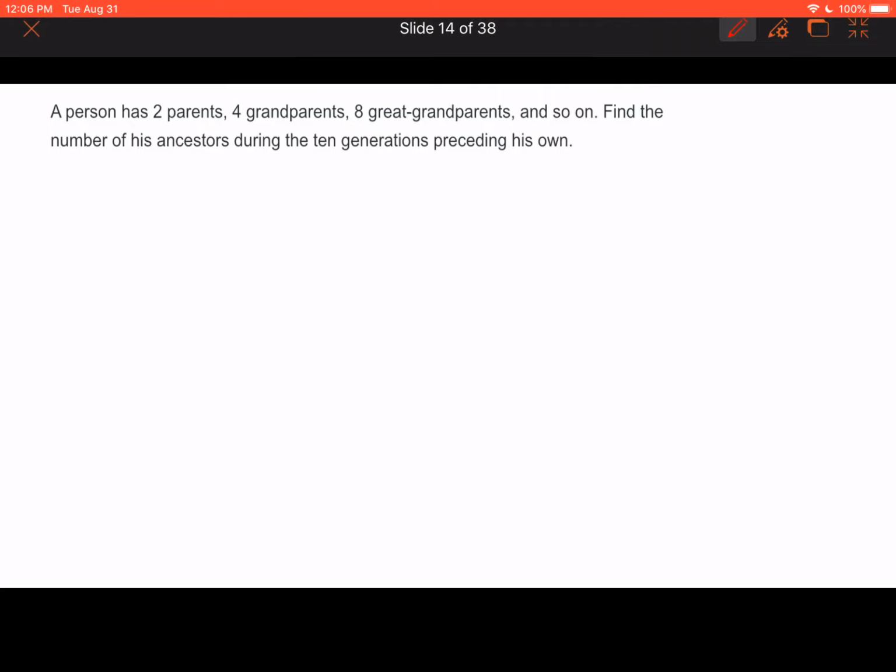A person has 2 parents, 4 grandparents, and 8 great-grandparents, and so on. Find the number of his ancestors during the 10 generations preceding his own. Okay, so we have to find the number of his ancestors during the 10 generations. That means we have to find the sum of all his ancestors over the period of 10 generations. Okay, so this is a finite geometric sequence, right? We know the definite values.